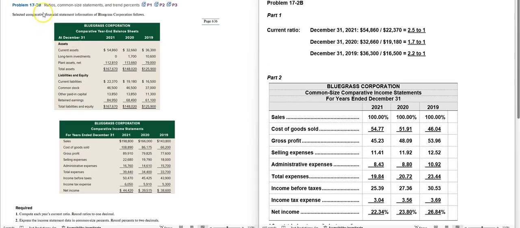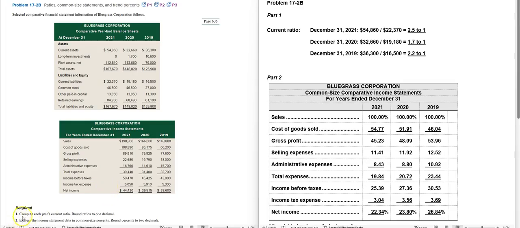So let's start with what we are working on here. We have some financial statement information for Bluegrass Corporation. They've given us comparative year-end balance sheets, and we can see they're summarized, so this is summarizing all the current assets into one amount, and the same thing down here. They've done a lot of condensing, and they've given us 3 years worth of balance sheets. We also have 3 years worth of income statements down here for the same company.